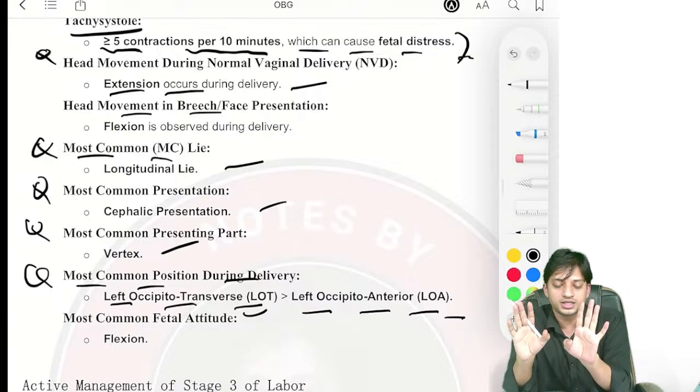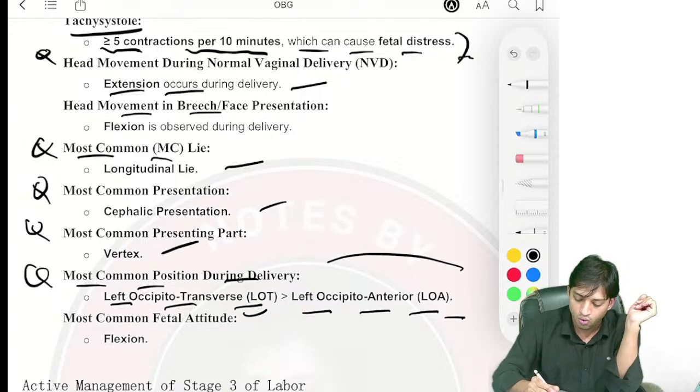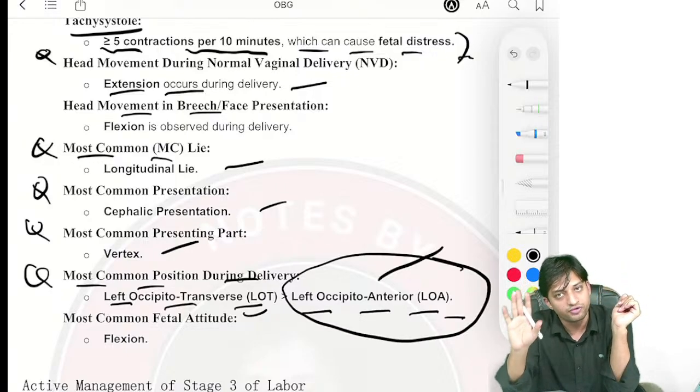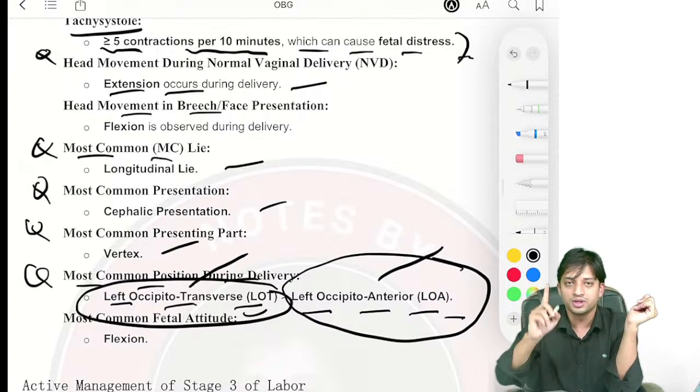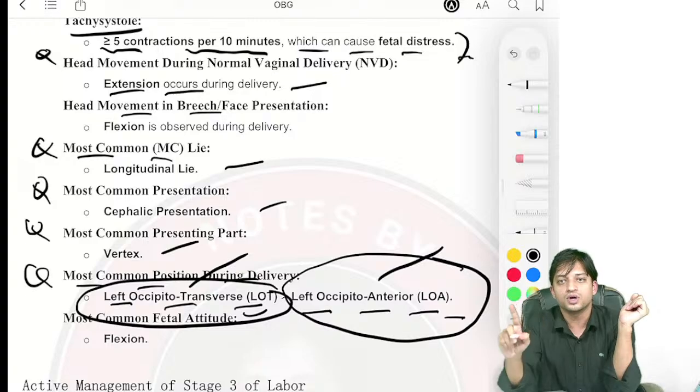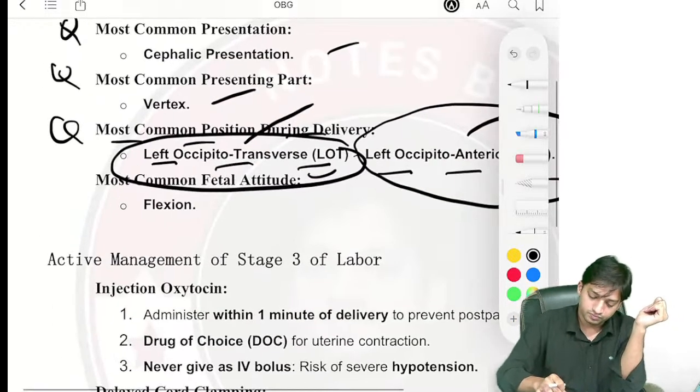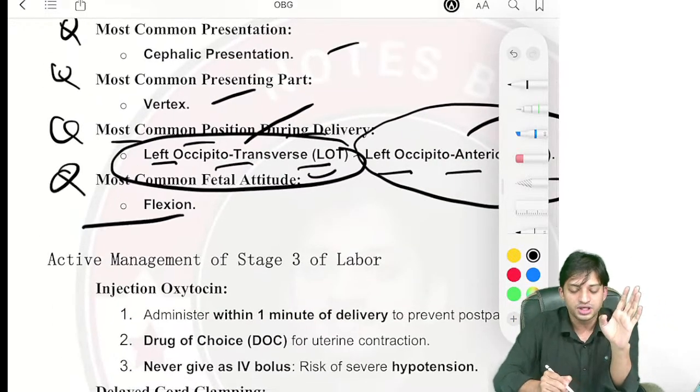I hope you can understand. If they give you only left occipito-anterior in the options, then it will be the good answer. But if they give you both the options, then the better answer will be left occipito-transverse. Now, most common fetal attitude is flexion.